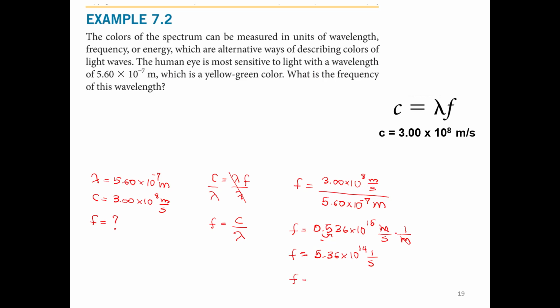And finally, we know 1 over second is hertz, and this is the unit for frequency. We can see the frequency of the yellow and green color is 5.36 times 10 to the power 14 hertz. That's the frequency for this particular wavelength.